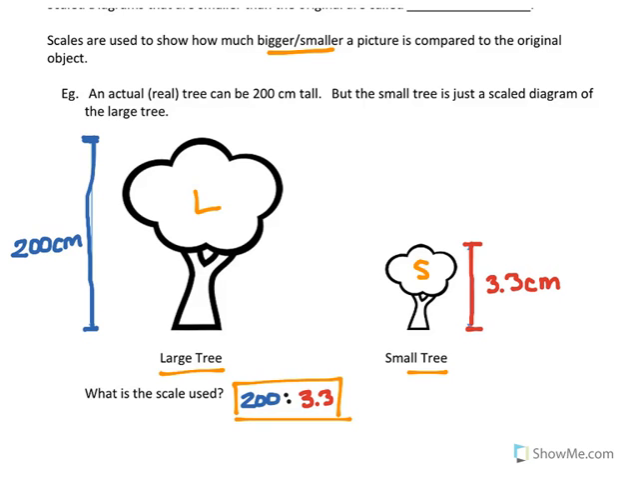Now you'll notice that obviously the large tree should be a bigger number than the small tree, which is a smaller number. If you wanted to write it as a scale, you would just write 200 to 3.3. These two dots are a comparison, so you can even say it as the word "to". And if you want to, you can always write it as a fraction as well. I usually like to put the 200 on the top and then the 3.3 on the bottom. So let's try some examples where I give you an original measurement and you can use the orange scale to figure out the new measurement.